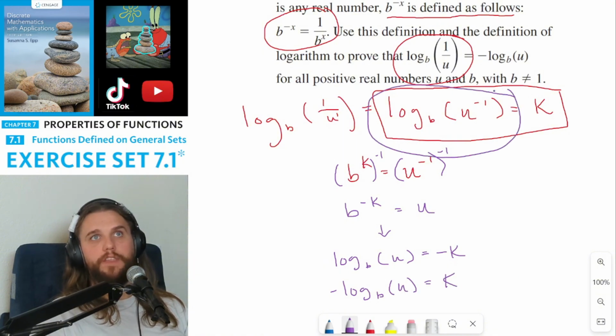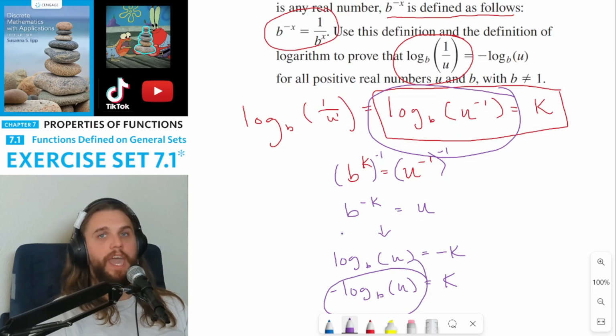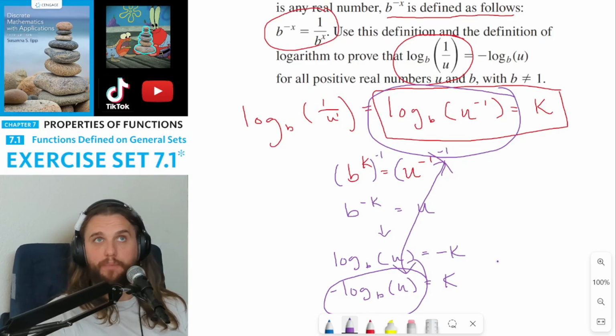So both of these things equal capital K, whatever it is, which means that they both have to be equal to each other by the transitive property. If this thing equals k and k equals this thing, then these two must be equal.